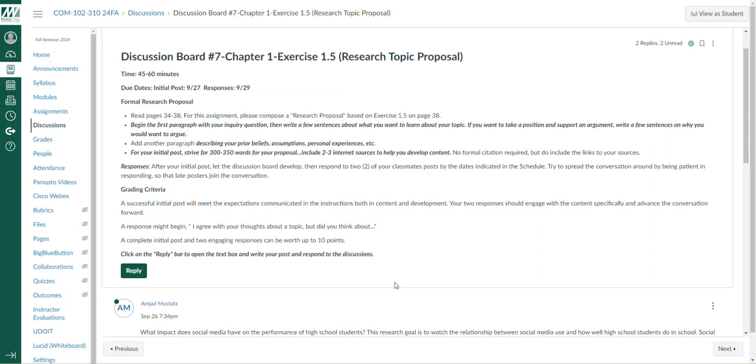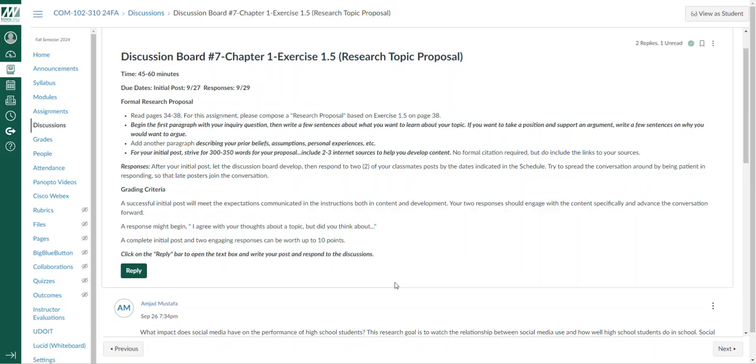Now this is the big one here. It's exercise 1.5. You should read pages 34 to 38 in the textbook. If you don't have the textbook, you're going to be at a disadvantage here. And I have here, in your proposal post, begin the first paragraph with your inquiry question, then write a few sentences about what you want to learn about the topic. This is research, something you want to learn about.